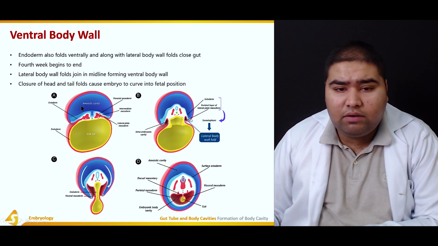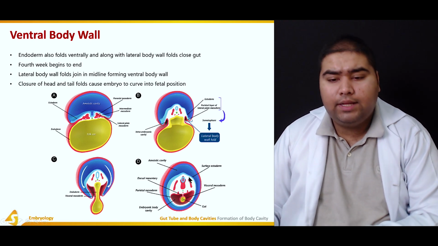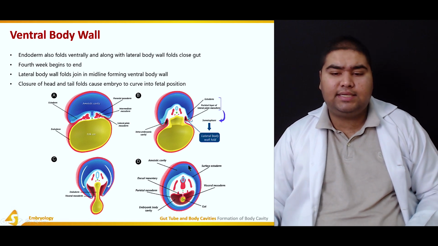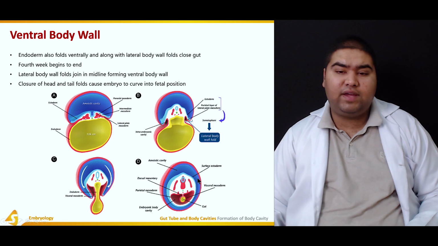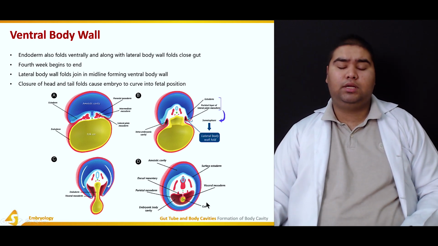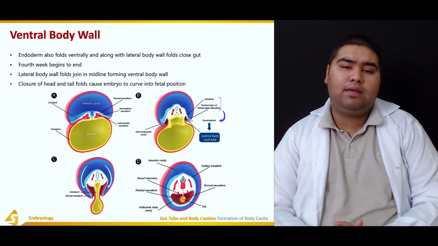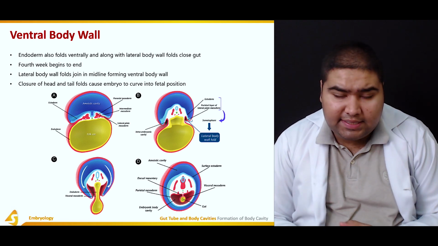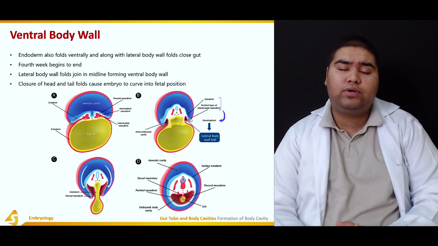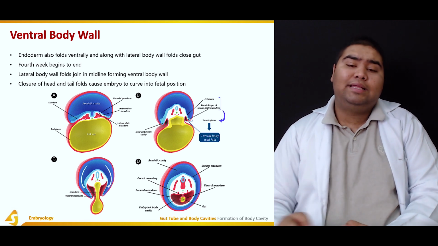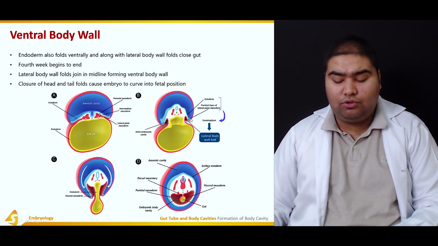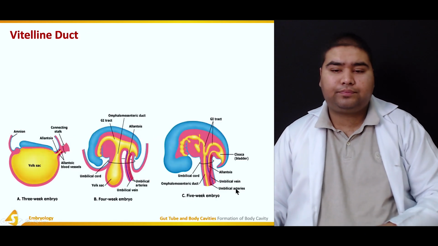The closure of head and tail fold causes the embryo to curve into the adult fetal position. Now these concepts are very important. These are occurring side by side and help the embryo to attain the adult embryonic position or the fetal position that is necessary for the growth of the embryo.